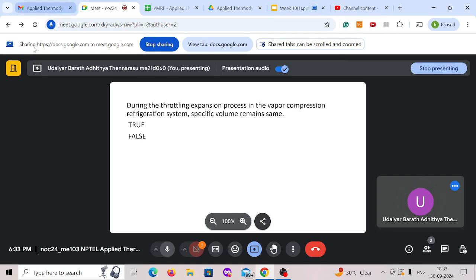Next is: during the throttling expansion process in the vapor compression refrigeration system, specific volume remains the same. So the answer is false, because it's again an expansion process, and your volume increases. Expansion is basically your volume increasing. That's what you call an expansion. So this is also an expansion process, and your specific volume will not remain the same. So the answer is false.